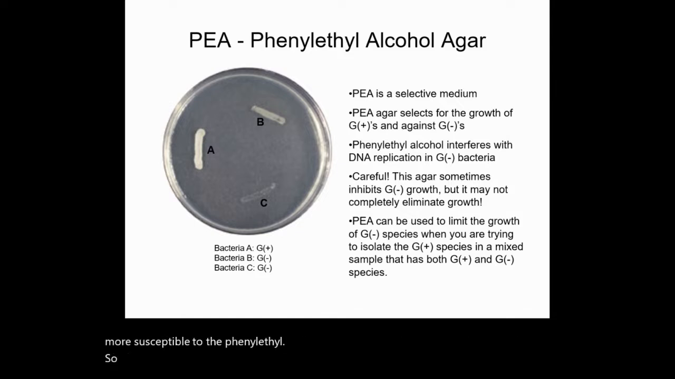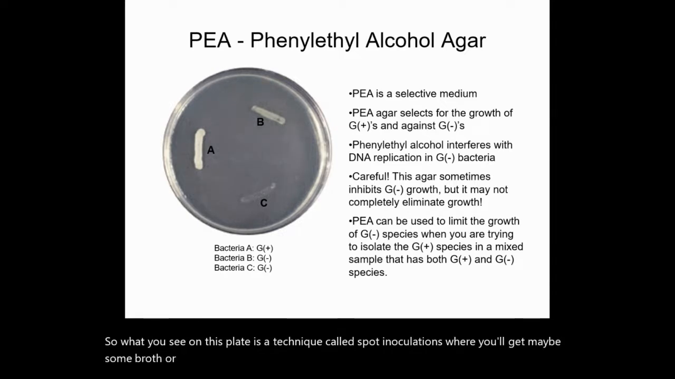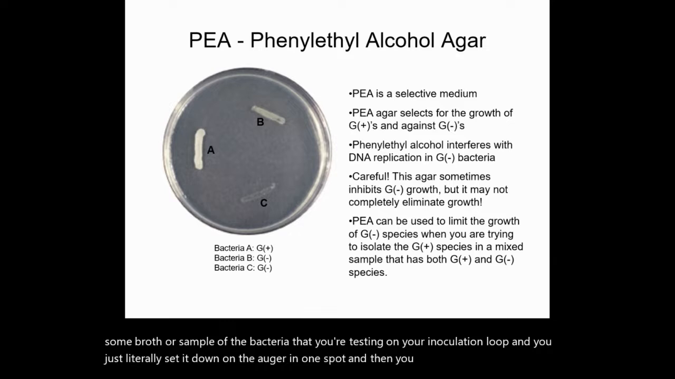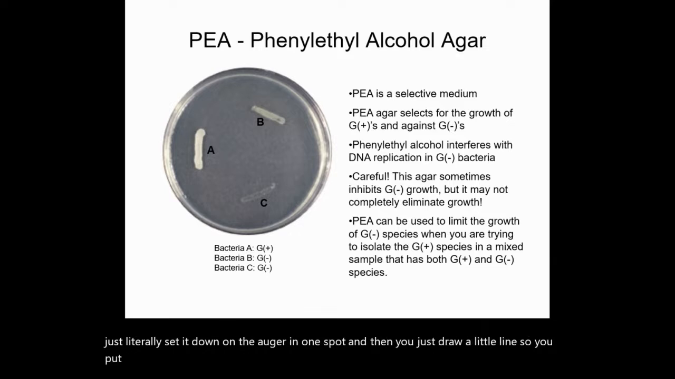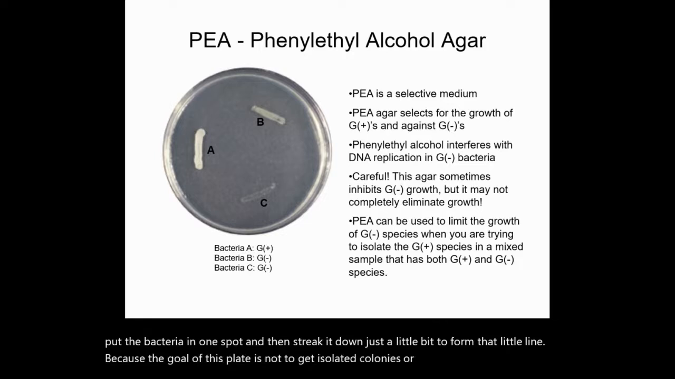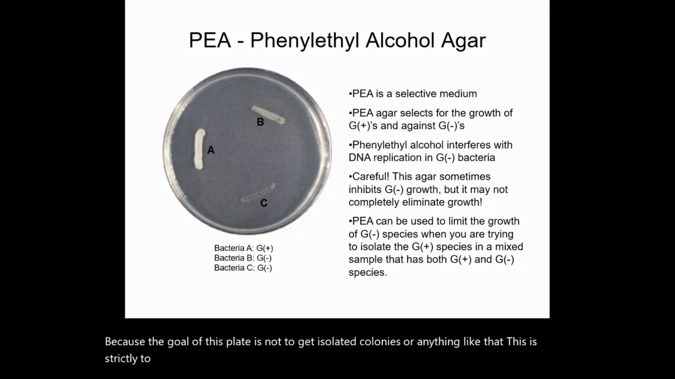So what you see on this plate is a technique called spot inoculation, where you'll get maybe some broth or just a sample of the bacteria that you're testing on your inoculation loop, and you just literally set it down on the agar in one spot, and then you just draw a little line. So you put the bacteria in one spot and then streak it down just a little bit to form that little line. Because the goal of this plate is not to get isolated colonies or anything like that. This is strictly to see, is this a gram-positive organism or is it gram-negative?